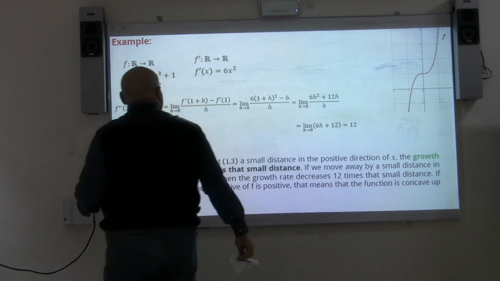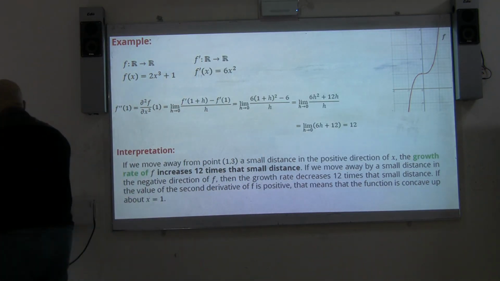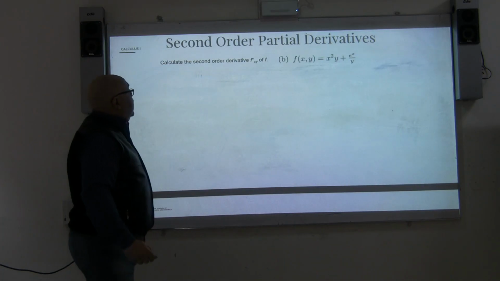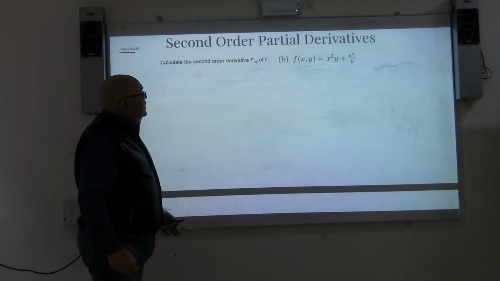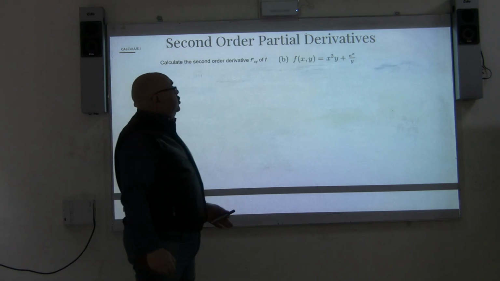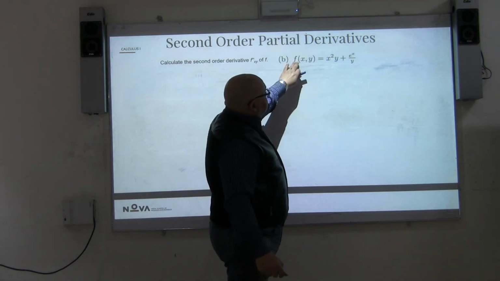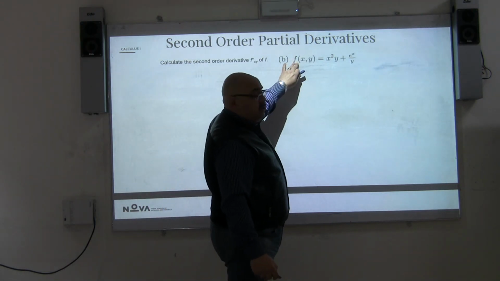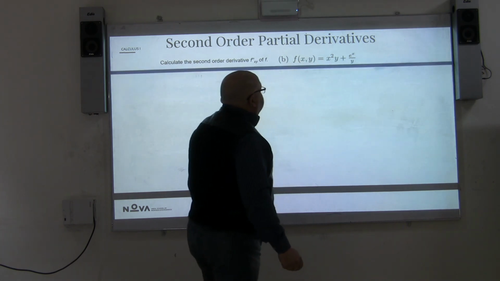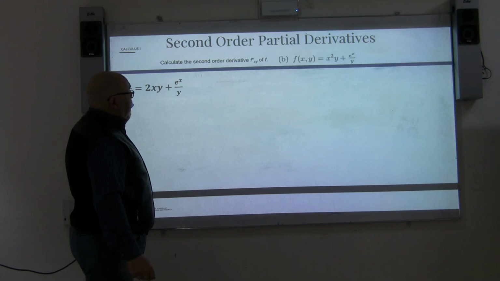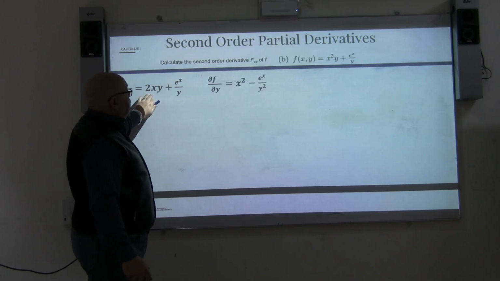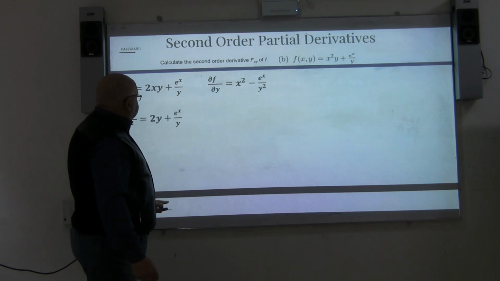This rule can be generalized for functions of several variables. In this problem, I want to get the mixed derivative. This is f of x, y, so I have two inputs. The function is x squared y plus e to the power x divided by y. I will get the derivative with respect to x, then I will differentiate this one with respect to y. That's the derivative with respect to y.